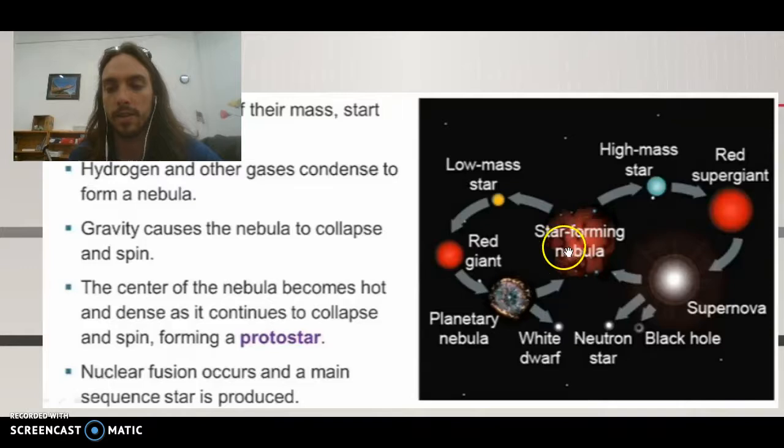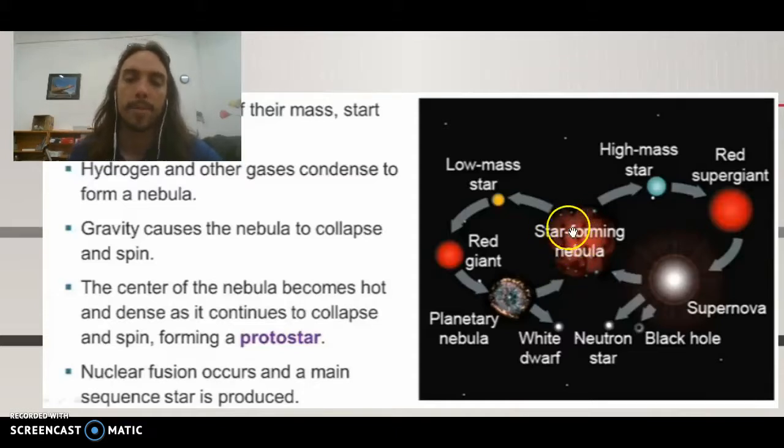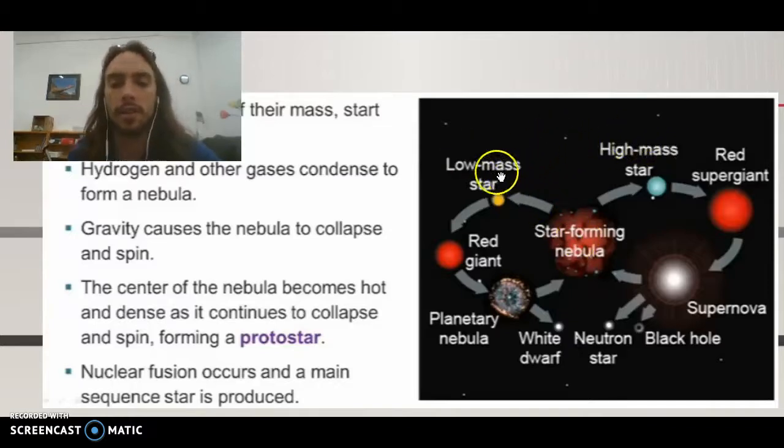So this thing starts to condense and create a very small, hot singularity, like we remember from the Big Bang. And when it creates that small, hot singularity, the center of the nebula will continue to collapse and spin. It will form a protostar, and that's due to nuclear fusion. So once fusion occurs, we're going to start getting star formation. So you can have low mass stars and high mass stars. Our sun is a low mass star.